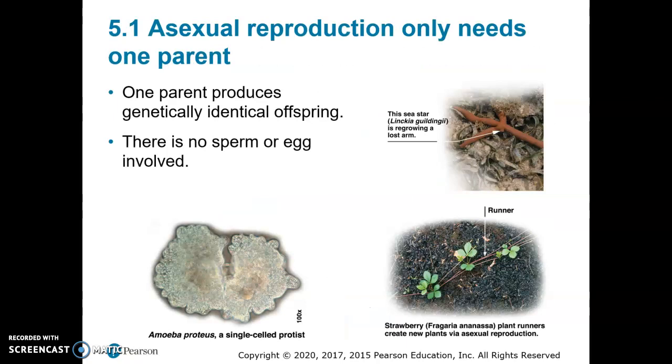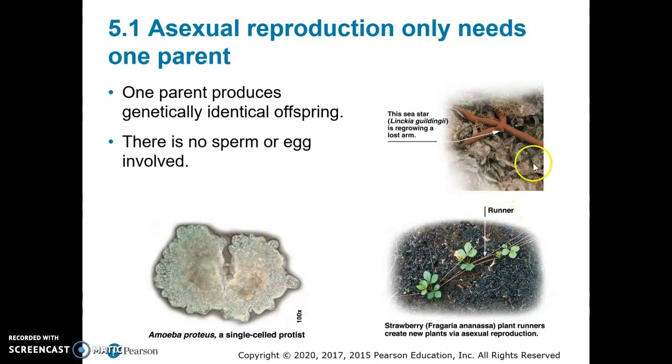So asexual reproduction is reproduction where you only need one parent. It is cloning, and what happens is you produce a genetically identical offspring. This process looks exactly like mitosis because that's what it is. There is no sperm or eggs involved. The cells just copy their DNA, they make a complete copy of themselves and split themselves down the middle.